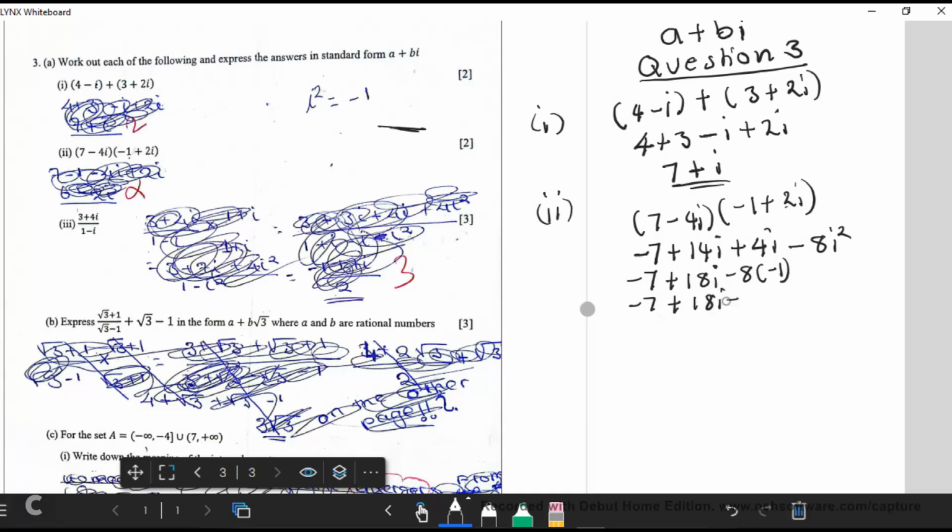Then remember that i squared is negative 1, so negative 8i squared gives us positive 8. Then this 8 minus 7 plus 18i. Then what will be your answer? To be 1 plus 18i. So this is your answer. Let's go on to part 3.